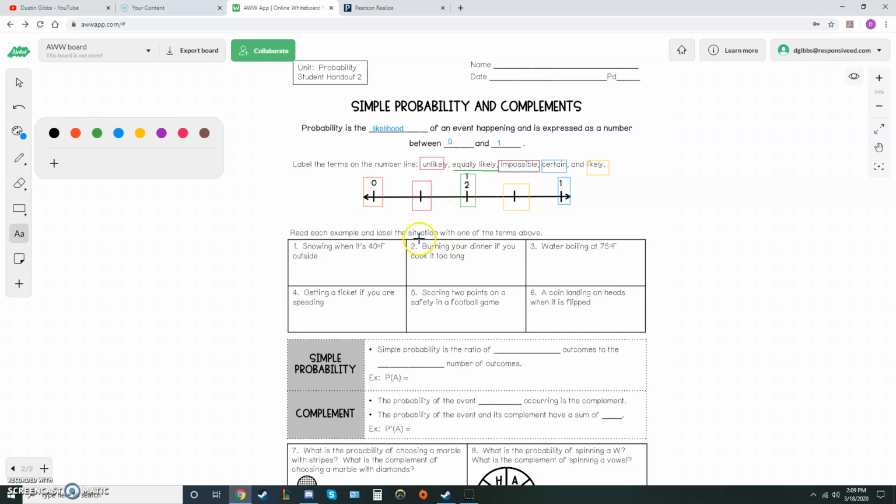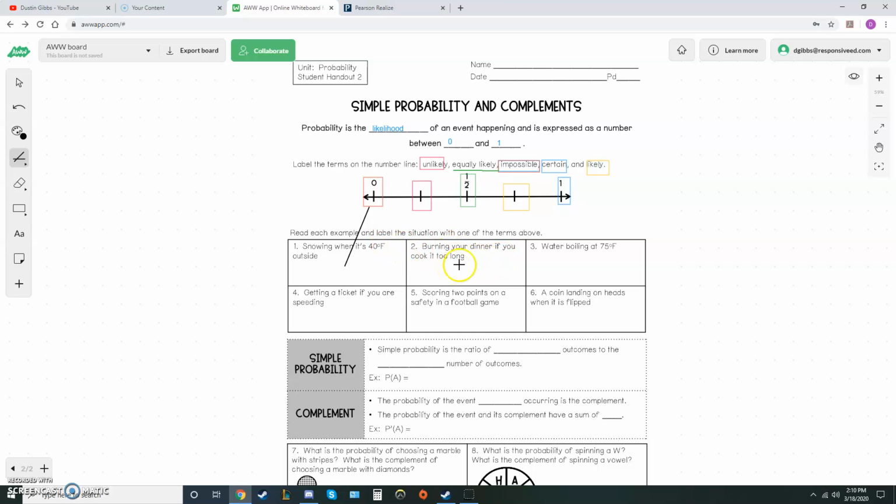So here, read each statement and label it with one of the terms, right? So snowing when it's 40 degrees outside, it's impossible. Why is it impossible? Well, actually I'm just going to draw lines here for y'all because it'll make it a little bit faster for me. Okay, so snowing when it's 40 degrees outside, impossible. Why? Because it's not cold enough.